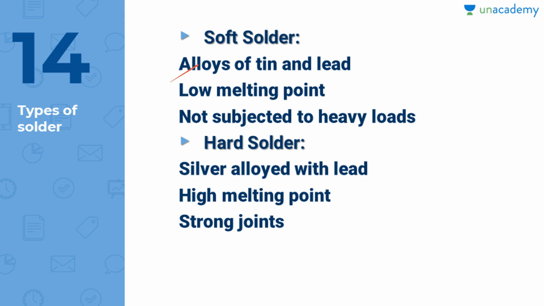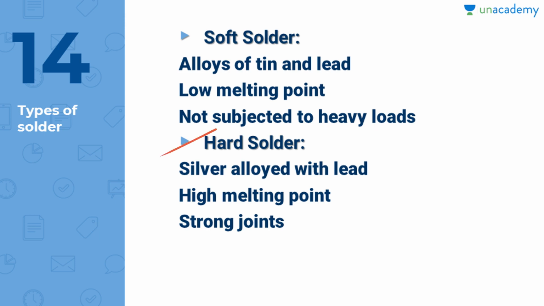will be around 63%. They have low melting points, which range from 150 degrees centigrade to 190 degrees centigrade. A very small amount of antimony, usually less than 0.5%, is sometimes added to improve the mechanical properties of the solder, but this addition should be controlled, otherwise it might impair the soldering characteristics. Soft solders are used in those applications where the joint is not subjected to heavy loads and high temperatures.